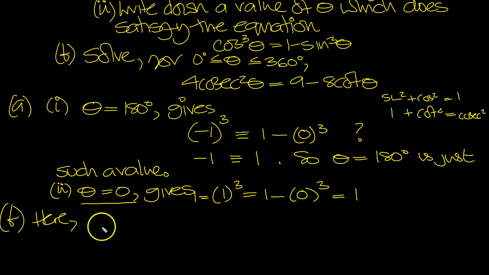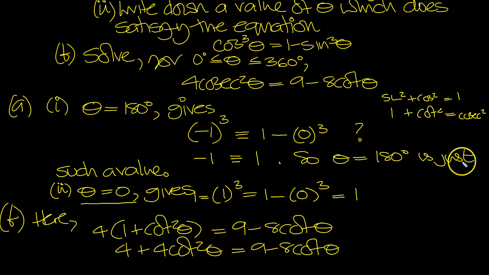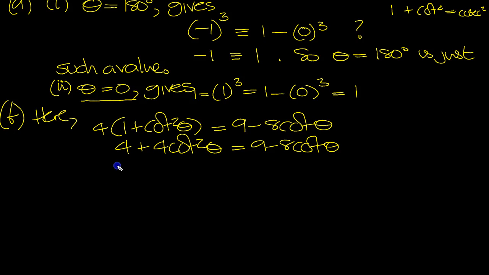So here, 4 lots of cosec x squared is 1 plus cot squared is equal to the 9 minus 8 cot theta. So expand the bracket, 4 plus 4 cot squared then is equal to 9 minus 8 cot theta. Okay, let's get everything on one side. The 4 cot squared can stay as is. Move the minus 8 to become plus 8 cot theta, and then move the 9 over to be minus 9. 4 take 9 is minus 5.